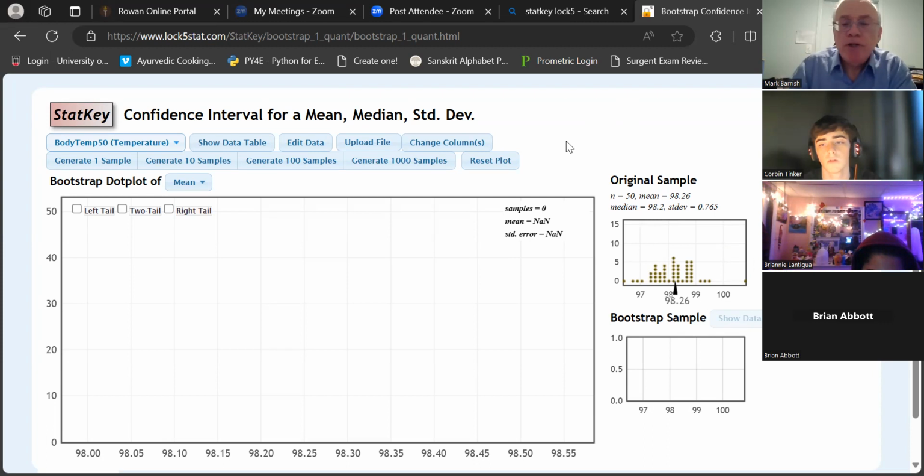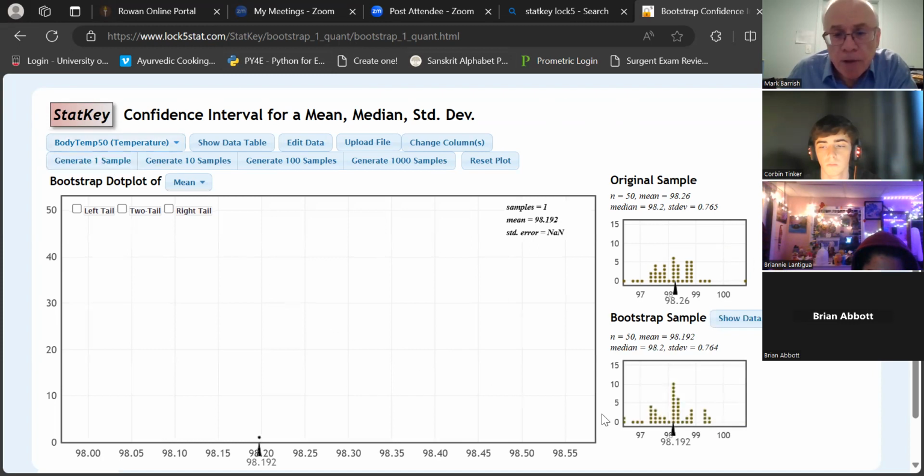Now, if we wanted to generate from this original sample one bootstrap sample, it's very easy to do because we simply go down below where it says body temperature and it says generate one sample. I'm just going to generate one. Okay, and here's that bootstrap sample right here. And notice that the dot plot looks different, doesn't it? Number one, it doesn't have that extreme value here. And notice at this value here, it has many more than over here, right? So notice that this particular bootstrap sample looks quite a bit different than the original sample. And that's because we're sampling with replacement.